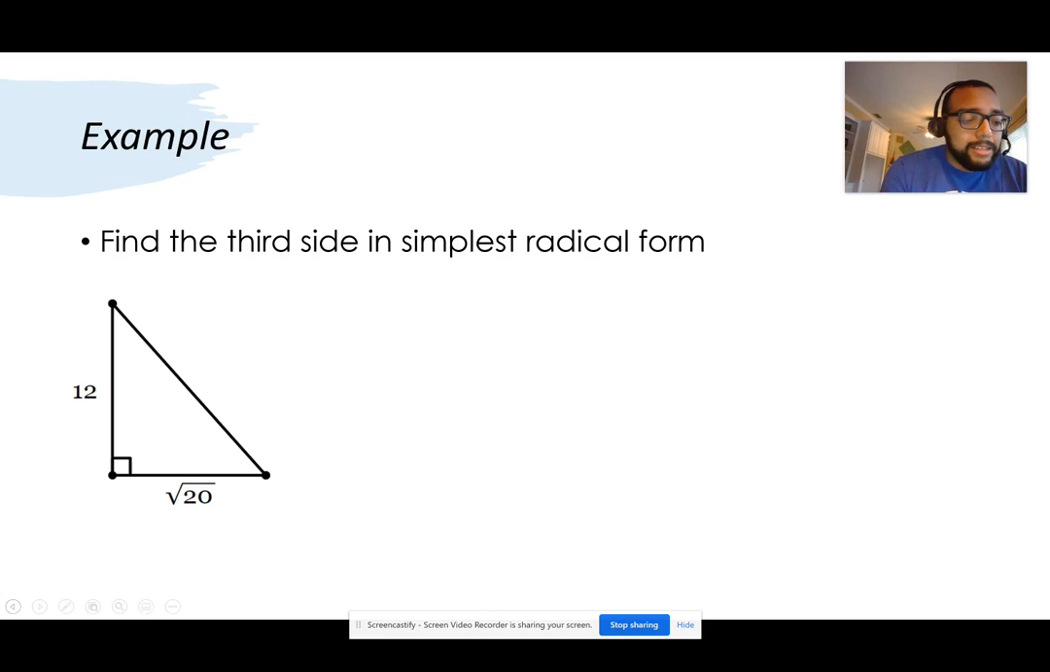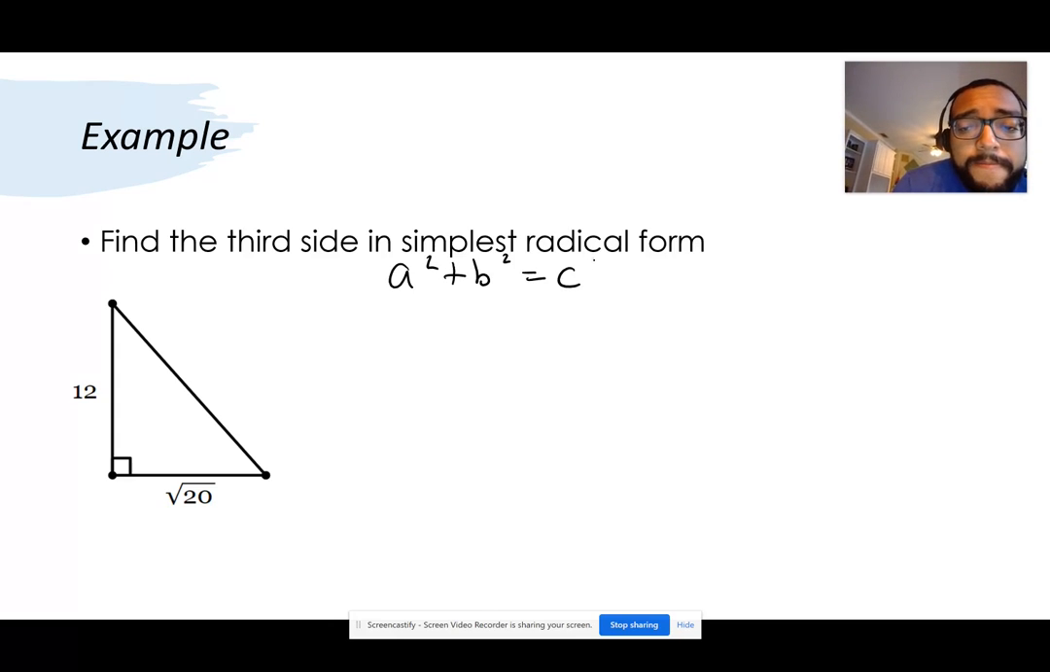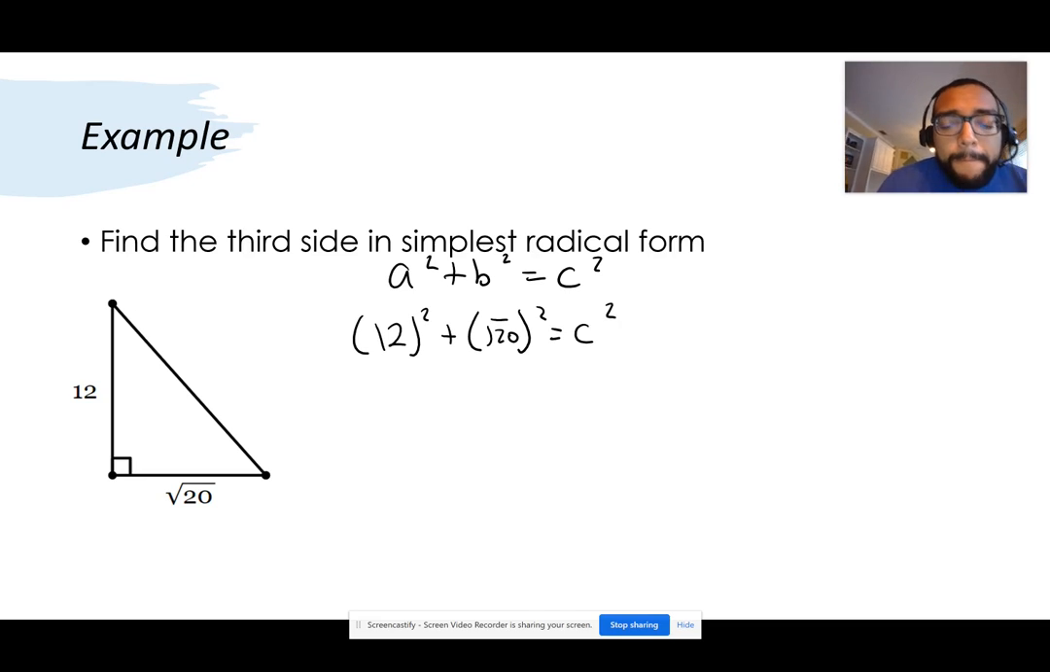Is that the last one? Yes, last one. Okay, cool. So third side, again, it's the similar thing of like, whoa, one of the sides has a radical in there. That's kind of frightening. Don't be afraid. Plug in what you know. So that A is 12, that B is the square root of 20, and that C is what we're trying to find.